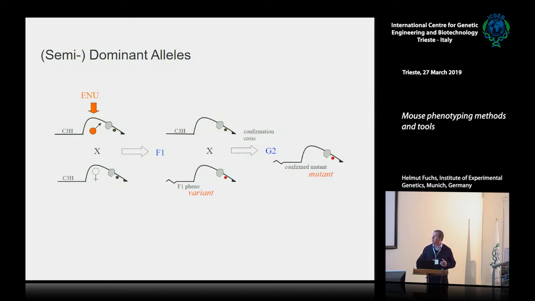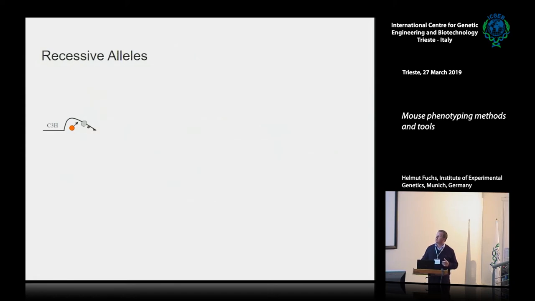But for sure, one might also be interested in recessive alleles. That's also possible with this technology. So we again start with a wild-type male. The male is again injected with ENU, then mated to a wild-type female, and the F1 generation would not show any phenotype, because now we are interested in the recessive alleles.